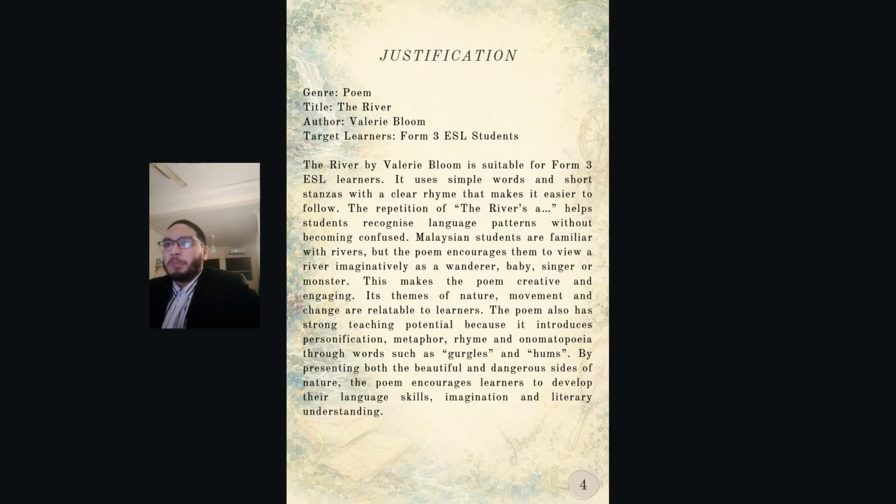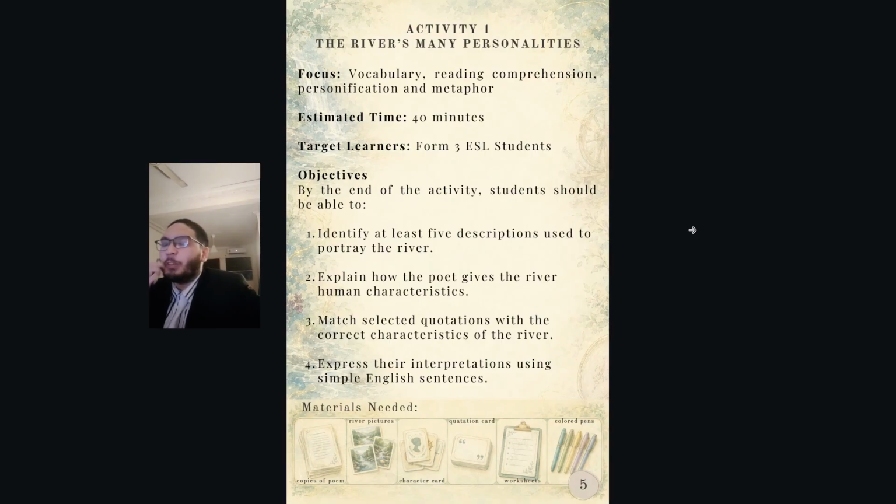is for students. So the first activity will be focused on vocabulary and their comprehension when reading the text itself, as well as the personification of certain words, certain concepts, and the metaphors within the poem. So here are the objectives of all that. It will be to identify certain descriptions and explain how the river was given human characteristics and the like.